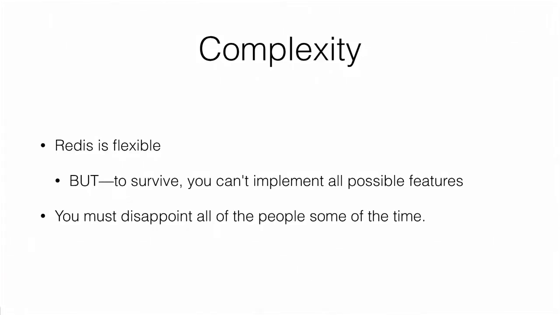So, as we mentioned a little before, Redis is flexible, but you can't implement all the flexible features. You have to disappoint everybody some of the time. Especially with Redis, everybody wants some little feature that's just not in the Redis kind of mindset or vision. And that does bring a lot of companies to run custom versions of Redis internally. Some companies like Twitter have dedicated internal Redis engineers where they just modify Redis and maintain it internally for their high-scale operations.